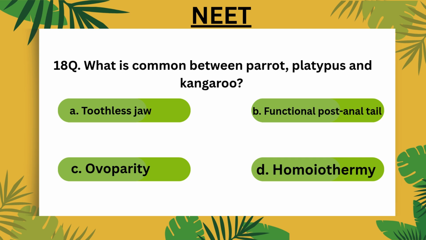Eighteenth question. What is common between parrot, platypus and kangaroo? A. Toothless jaw. B. Functional post-anal tail. C. Oviparity. D. Homoiothermy.